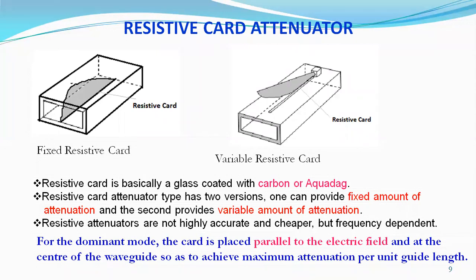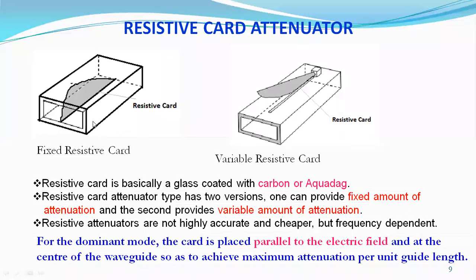The resistive type attenuators are not highly accurate. That is a very important point. They are not highly accurate, but they are very cheap. They are also frequency independent. At high frequencies, the losses are also more. So these are the resistive card type attenuators: fixed attenuator and variable attenuator.